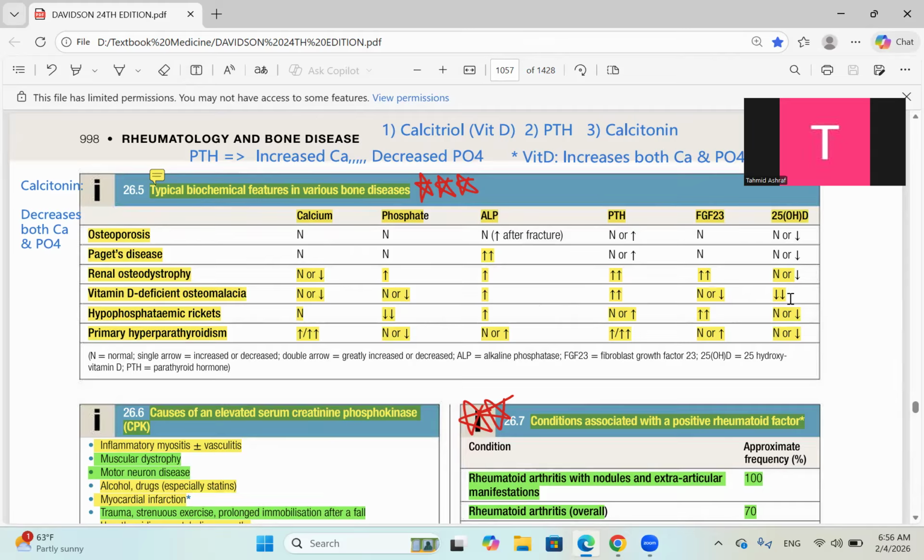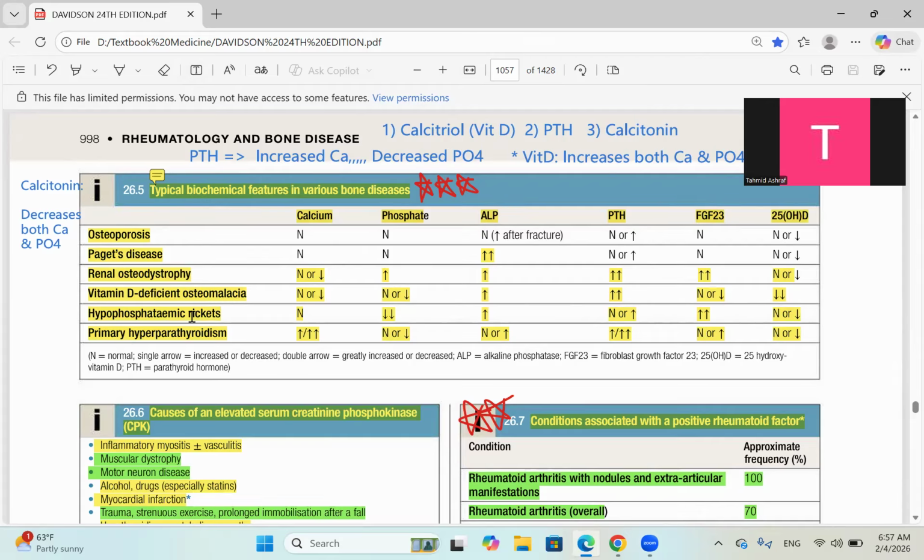Vitamin D deficiency. It is a disease of vitamin D deficiency. So the level of 25 hydroxy vitamin D is decreased. I hope that we are clear about this disease, vitamin D deficient osteomalacia. Here the calcium level is decreased, the phosphate level is decreased, and the vitamin D level is obviously decreased. As a compensatory response, parathyroid hormone is increased and alkaline phosphatase level is also increased. So we have learned osteomalacia, biochemical features.